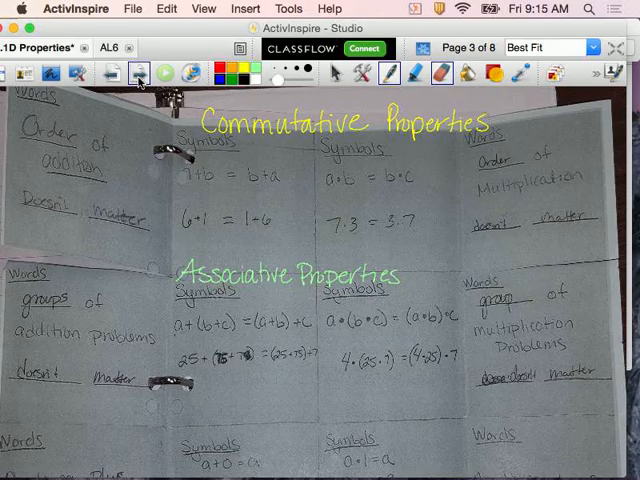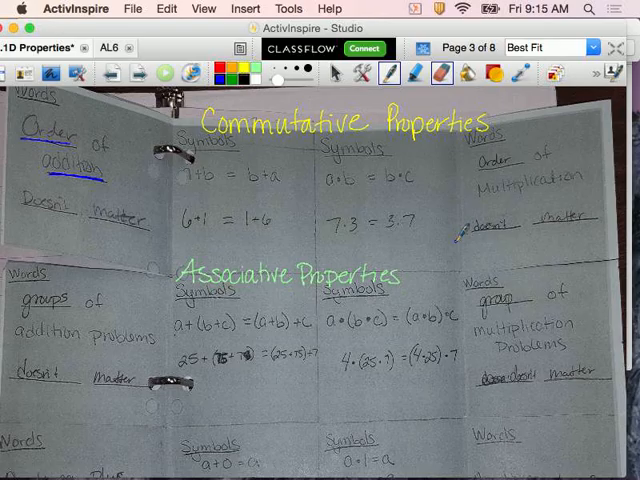So remember, order doesn't matter in addition. It has to be addition. Can't be addition and multiplication. It can't be addition and subtraction. If you only are working within addition, you may use that. And same with multiplication. If it's only multiplication, then you may switch the order of things. But you can't have mixed operations.